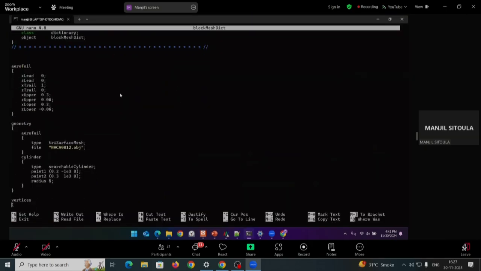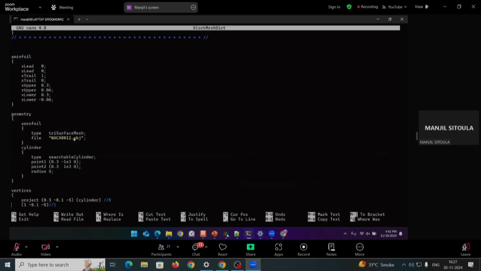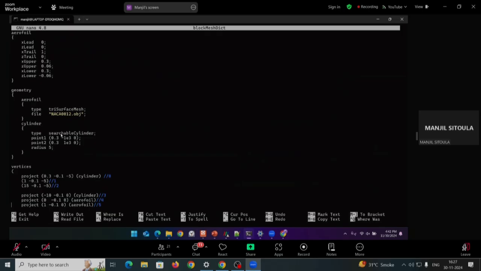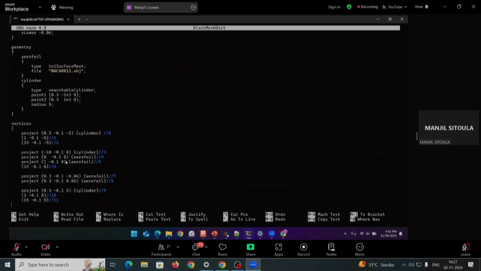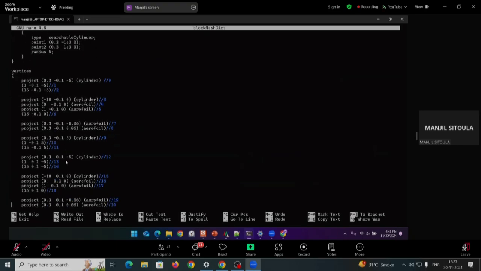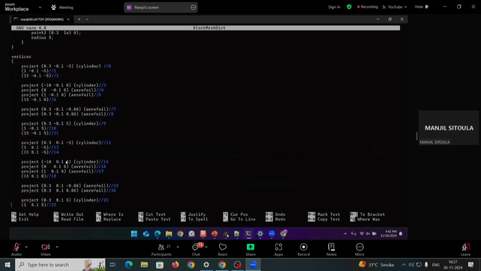We have imported the geometry of the airfoil as a triSurface mesh. We can directly use the OBJ file and then import it as a triSurface mesh, like we did in the snappyHexMesh that Ivan presented. And here we are using a searchable cylinder for simplicity, so that we can use the edge of the cylinder, the coordinates of the cylinder, in generating our mesh. Here we use the project command for the mesh generation. So we have projected the coordinates that are required in the cylinder.